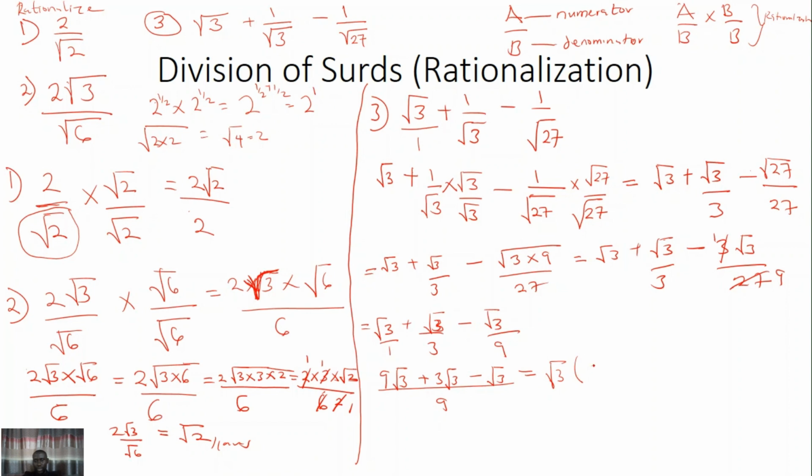Then this will be 9 plus 3 minus 1 all over 9. And this will be equals to 9 plus 3 is 12 minus 1, that will be 11. 11 root 3 all over 9. This is the final answer.